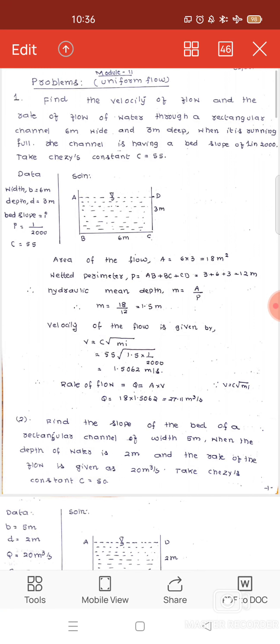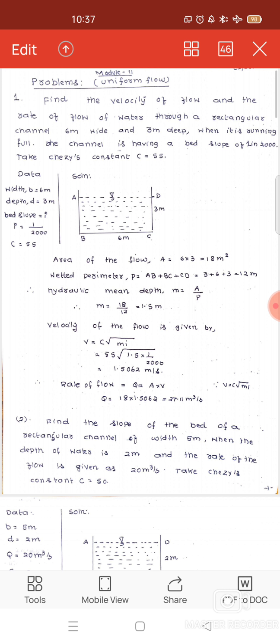Hi everyone. So now it is the continuation of uniform flow, the module 2. In that, the first numerical: find the velocity of flow and the rate of flow of water through a rectangular channel 6 meter wide and 3 meter deep when it's running full. The channel is having a bed slope of 1 in 2000. Take Chezy's constant C equal to 55.